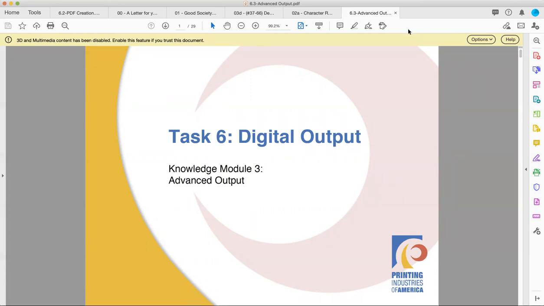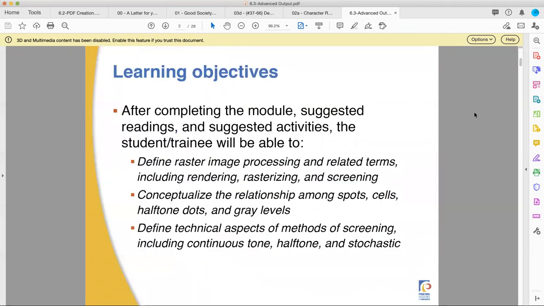So we're going to talk about things such as, but not limited to, raster image processing and what it does. We're going to talk about spots, cells, and halftone dots and what they do to make the various amounts of gray levels you're capable of having. And also why gray levels are the most important thing in creating good imagery, and especially in creating good color.